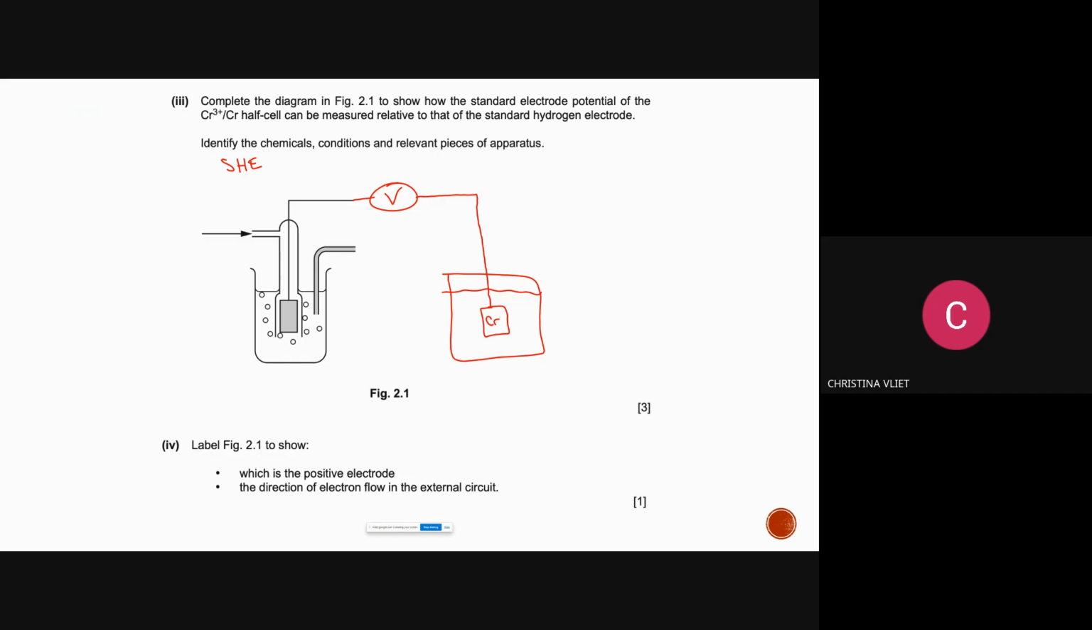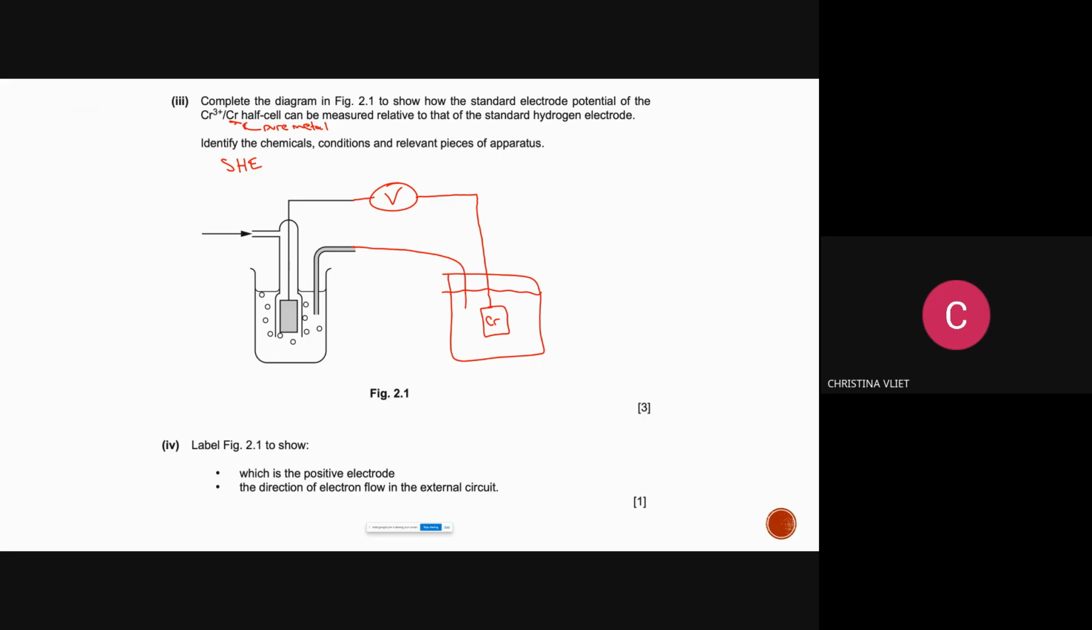Why do we know it's made of chromium and not platinum? Because they tell you here, this is the pure metal, which means you're in a metal ion, metal solution. If you've got the pure metal, it is the electrode because it's not dissolved in the solution. All right, so we're getting there. What else do we need to incorporate?